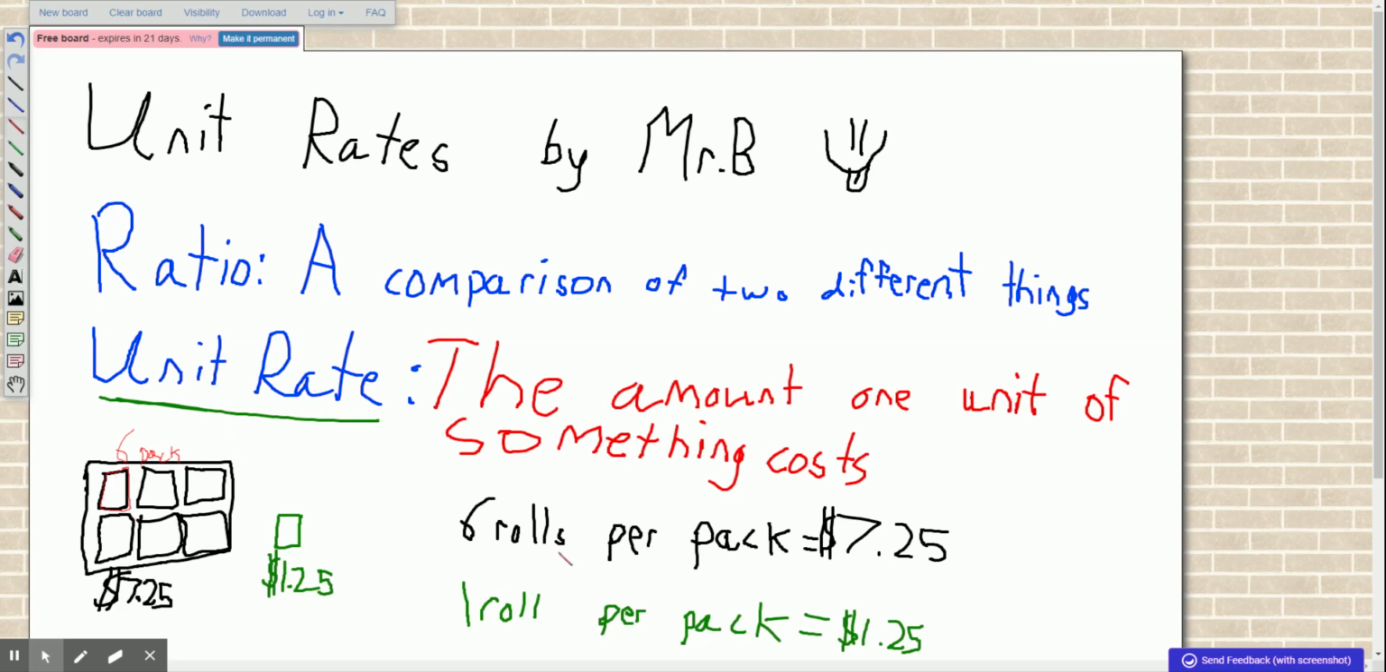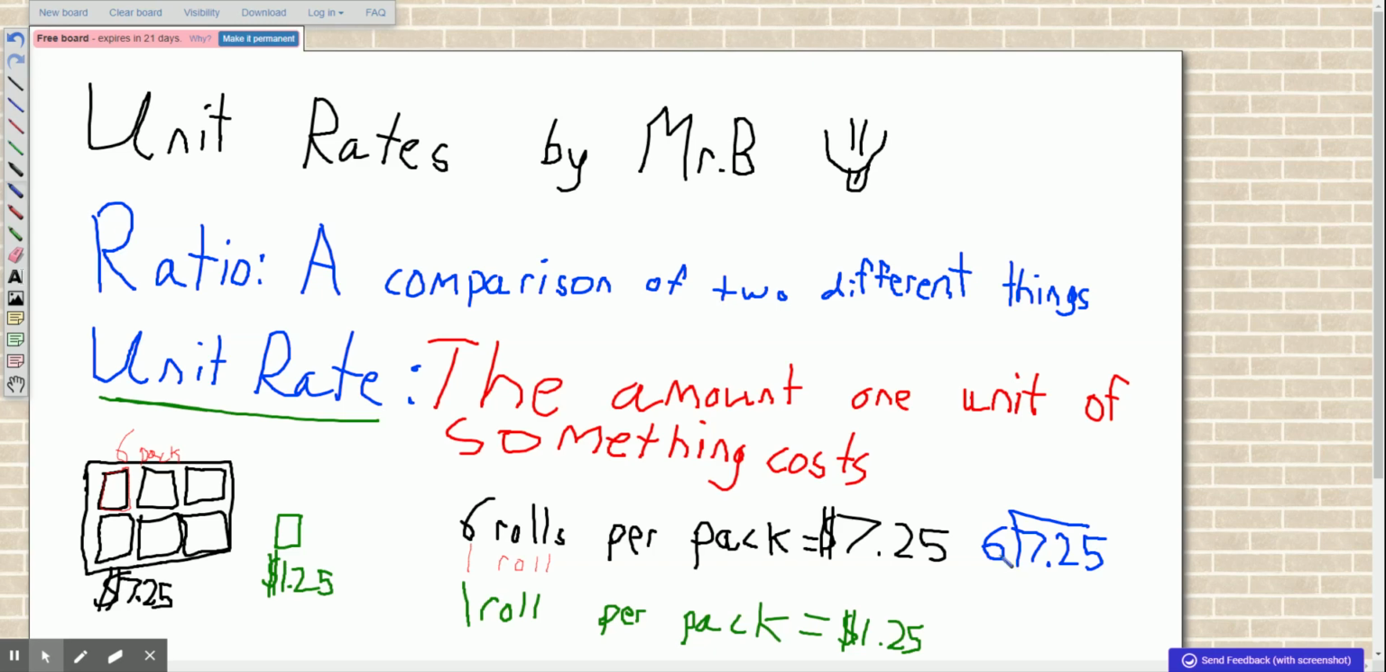Okay, so to do that, we have our 6 rolls per pack, and that costs us $7.25. To figure out what one roll is going to cost us, we're going to do something that all of you guys hate doing. We're going to do some division. We're going to divide the total cost that we're paying, in this case $7.25, divided by the number that we have in our quantity, which in this case is 6. So 7.25 divided by 6. And we're going to do some long division here.